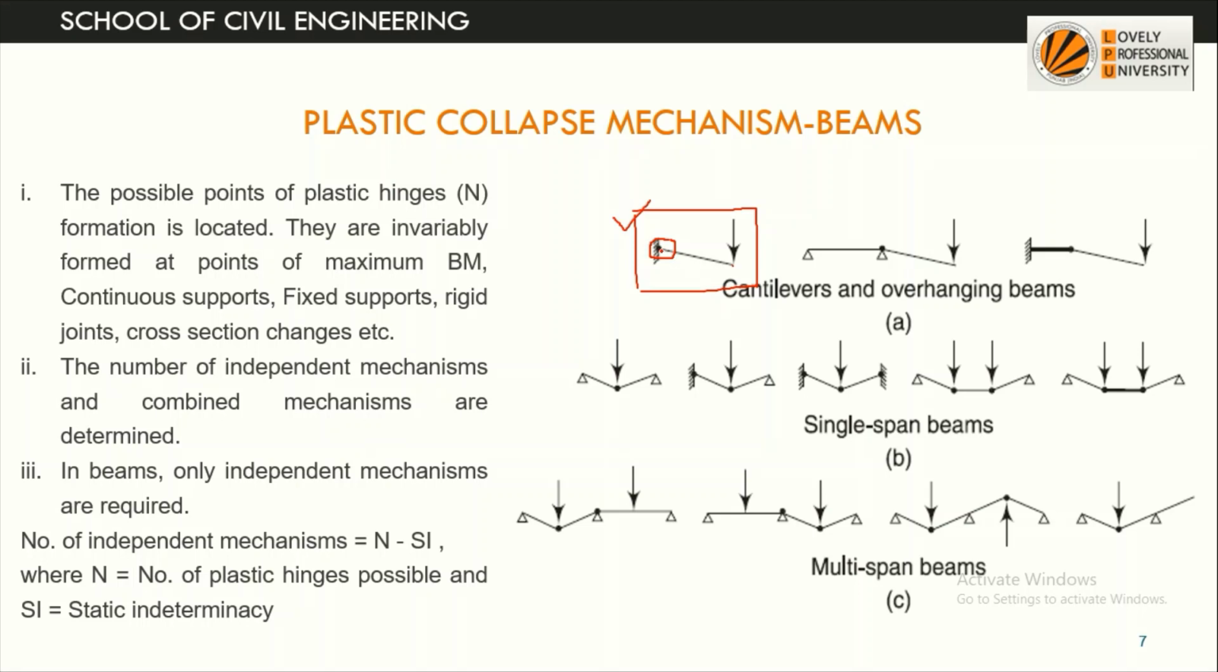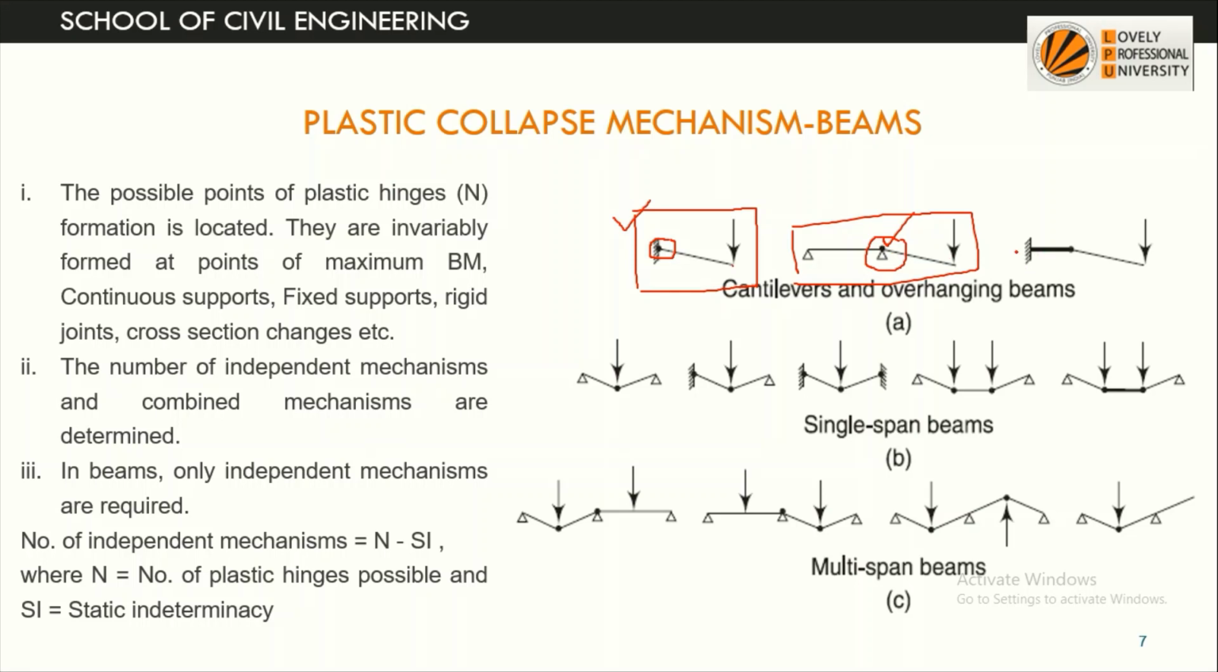So this point where a circle is drawn is actually showing the position of a plastic hinge. Suppose an overhanging beam is there. What will happen? A point load is here, and a moment will be there. So the maximum moment is likely to be here. This circle represents a possible position of a plastic hinge.